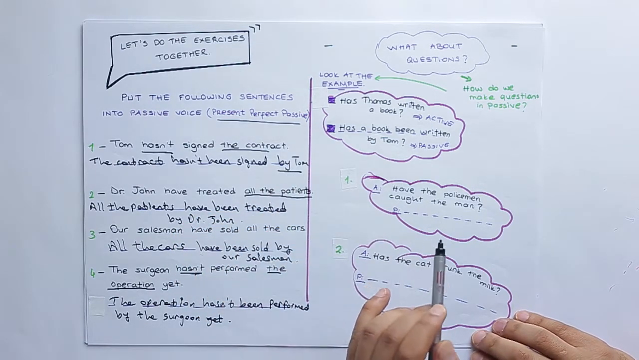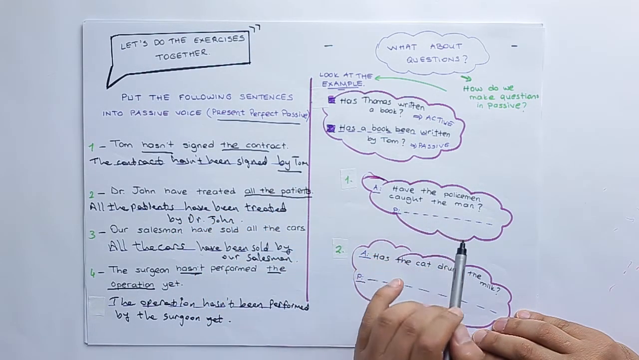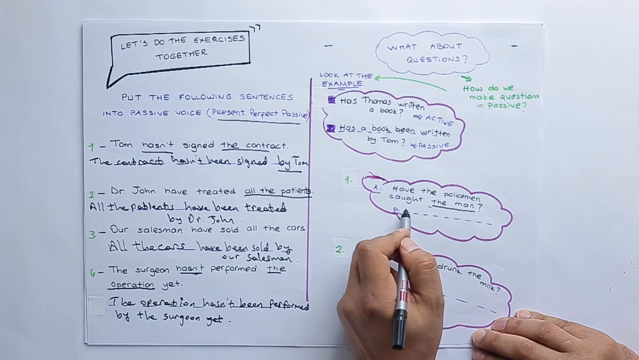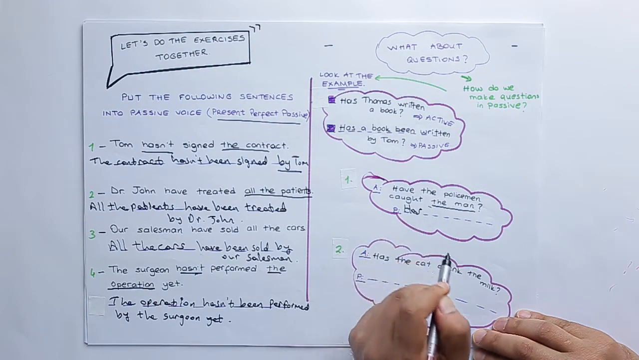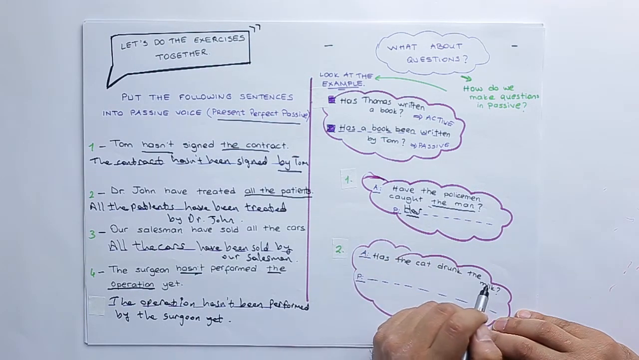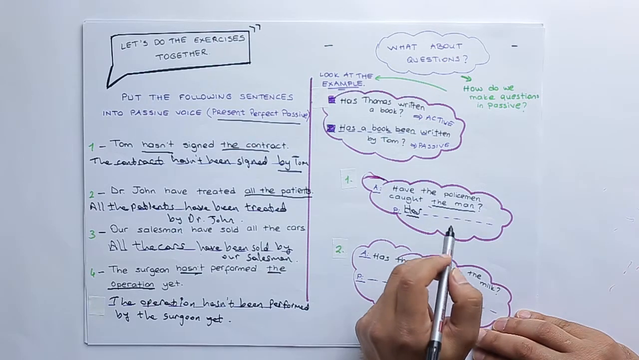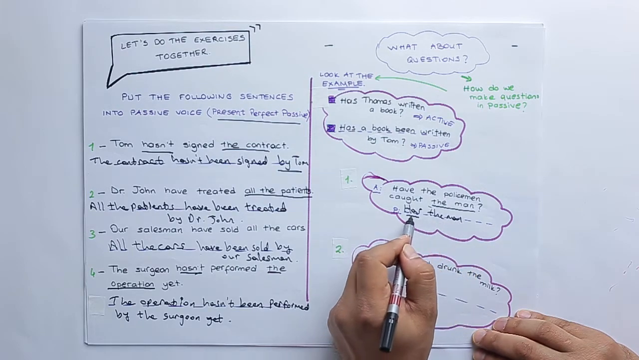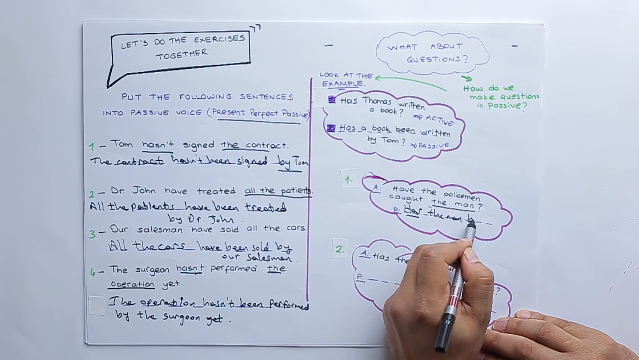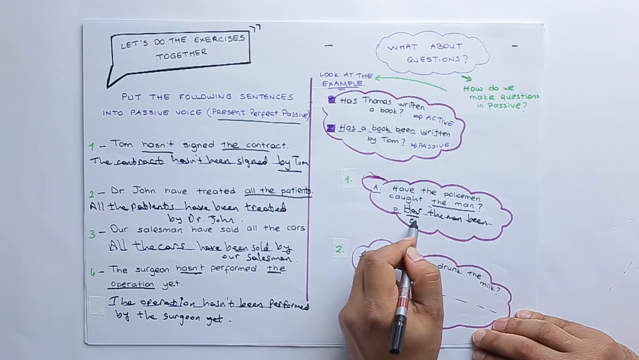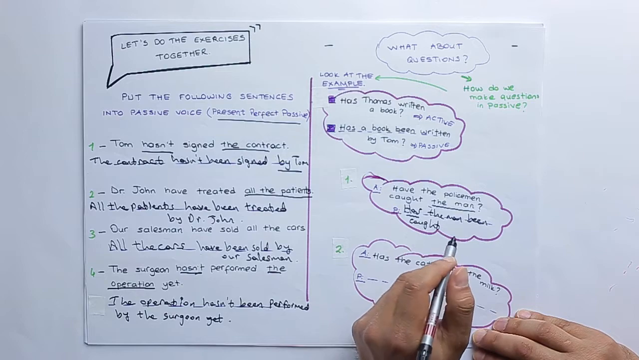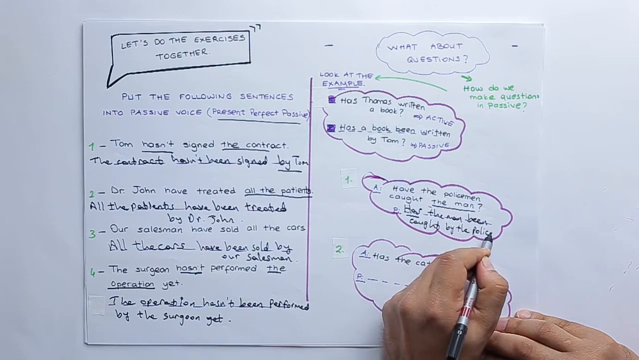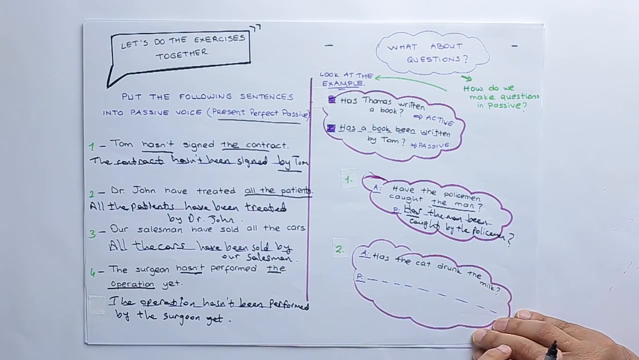Now, the first one says, have the policeman caught the man? Okay, what is our object? The man. Okay, it means that you are gonna start the sentence with an auxiliary one. Because of the subject position of man, you are supposed to use has. Has the man been caught? Has the man been caught by the policeman? Okay, this is a question form of passive.